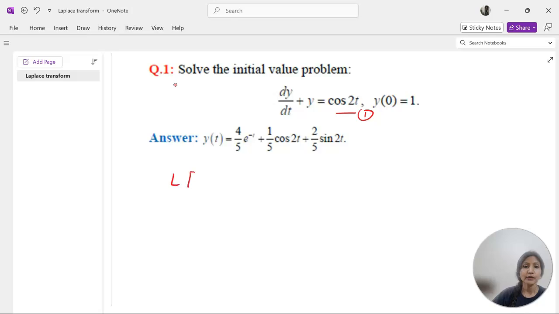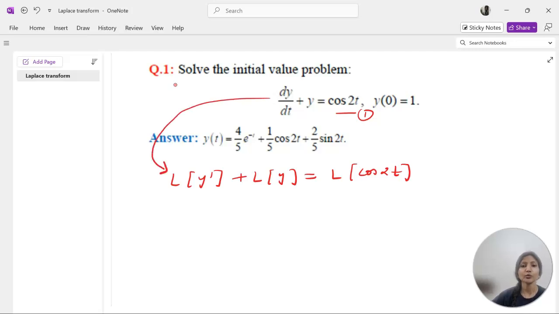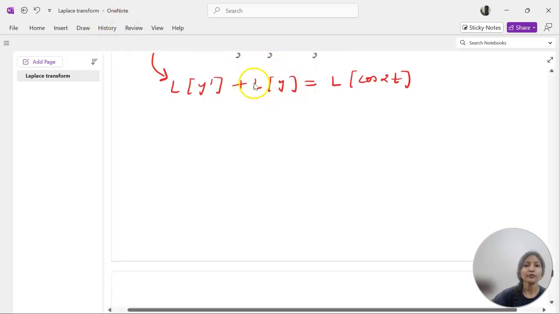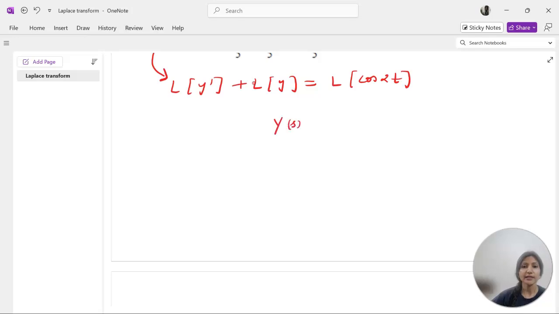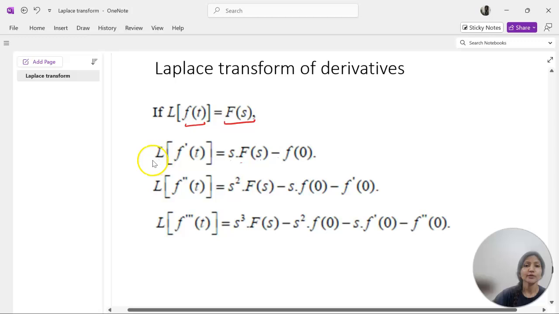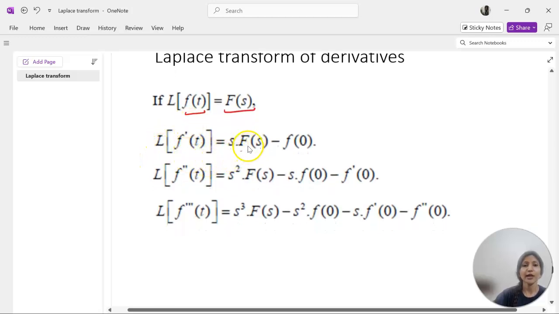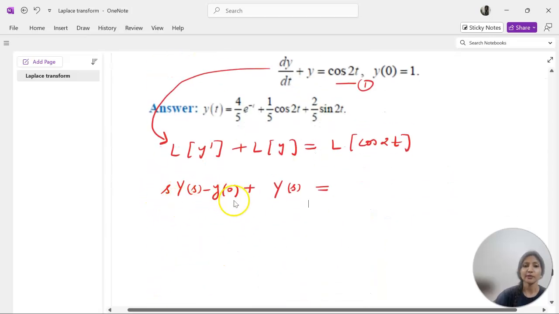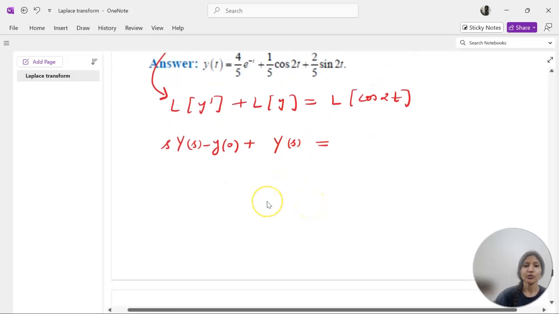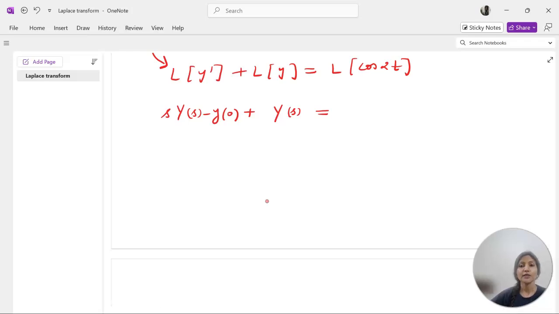What is the Laplace transform of y dash, Laplace transform of y, and Laplace transform of cos 2t? So from this step, we can write this step. We are taking the Laplace transform on both sides. Now, what is Laplace of y dash? I am writing Laplace of y as capital Y of s. Then Laplace of y dash is s into Y(s) minus y at 0, by these results: Laplace of f dash t is s into capital F of s minus f of 0. So here we have s into capital Y of s minus y at 0. Now y at 0 is given to be 1, and we put the value here. Laplace of cos 2t is s upon s square plus 4.